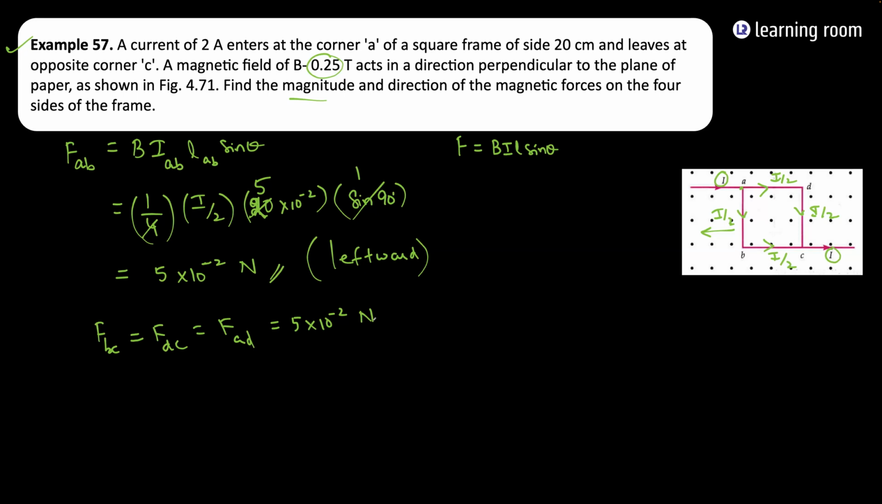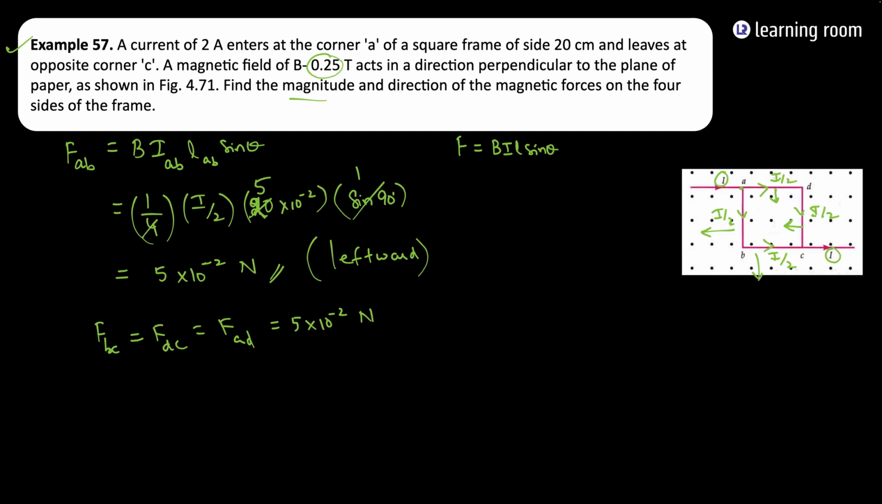Forefinger, central finger. So turn it like this and extend the thumb. It is experiencing a force downward. So what about this conductor? Forefinger out, central finger adjusted in the direction of current. I'm talking about DC. And extend the thumb. Thumb is going to be towards us. So this is direction of force. What about this one? If this is downward, this will also be downward.